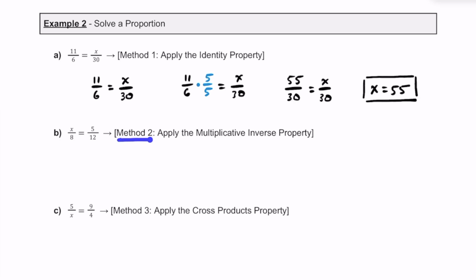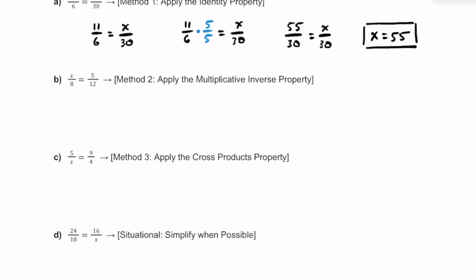Let's try another method. For method 2, let's apply the multiplicative inverse property. Let's write this proportion down. We have something to 8 is equal to 5 to 12. Try reading it in your head or out loud that way so you get used to seeing these as ratios, comparing different quantities, as opposed to fractions. We have a 1 over 8 here as the coefficient for x. Using the multiplicative inverse property, we multiply the left side of the equation by 8 over 1, the multiplicative inverse of 1 over 8, and we do it to both sides of the equation to keep things consistent.